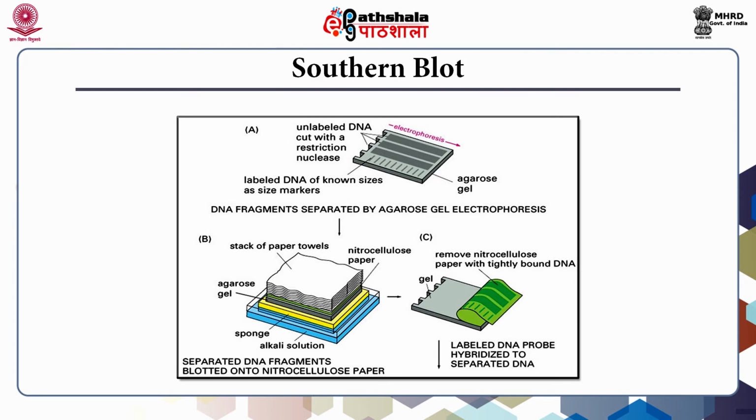In this, the gel is placed over a stack of sponge and above the gel the nitrocellulose membrane is placed, and over that a stack of paper towels is kept, or we can just replace the stack with some heavy book also. All this is placed in a tray of alkali solution. Now, through capillary transfer, DNA from the gel moves to the nitrocellulose membrane and binds with it.